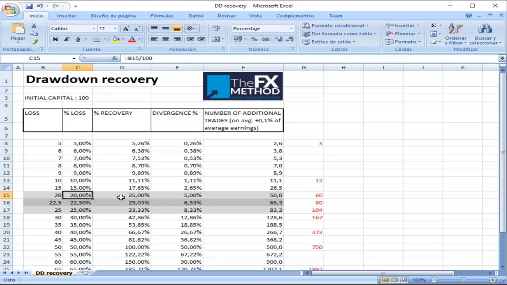When you lose 20%, you need 25% to recover, which is a 5% difference. And there it goes. When you lose 50%, you need 100% to recover, right? That's a 50% difference. That's a lot.